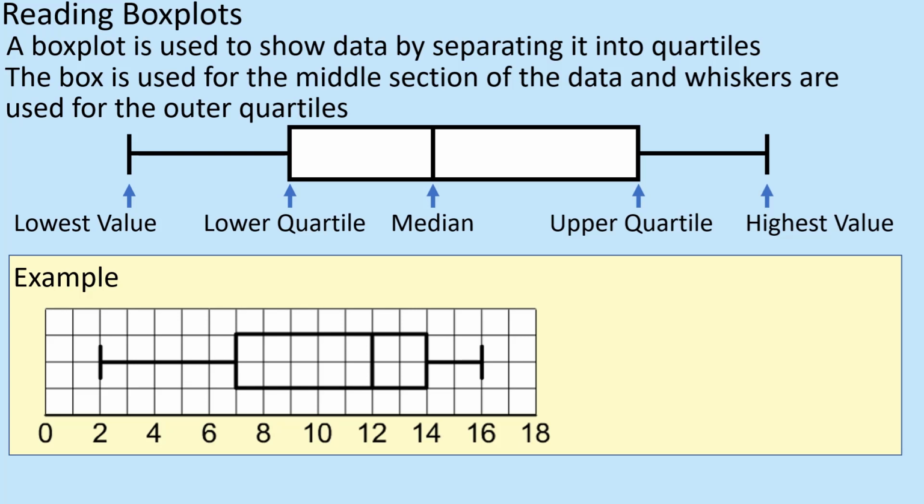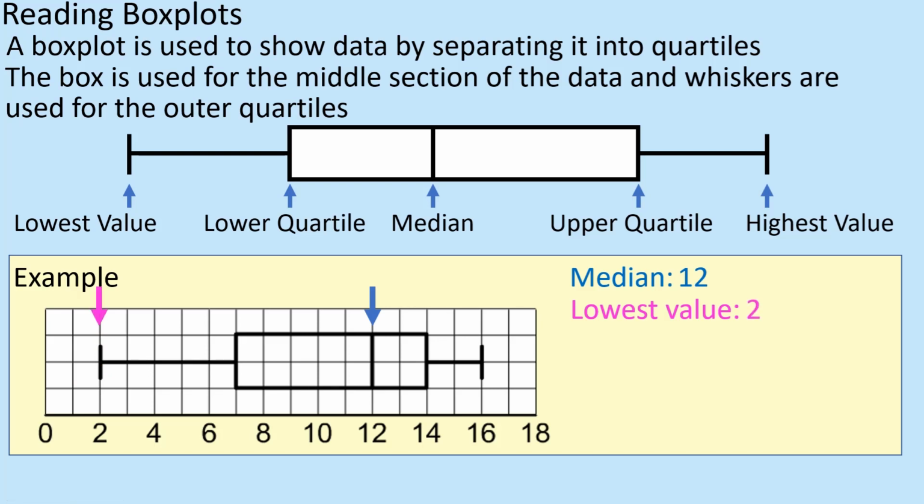So here's an example. We've got a piece of information, and of course, if we're going to read it, we're going to try and interpret it and look at what it's actually telling us. So where's the median? Well, that's the number in the middle of the box. So that's going to be 12. That's the middle value. The lowest value, well, that's right at the bottom of the left whisker, right down the edge. So that's going to be 2.